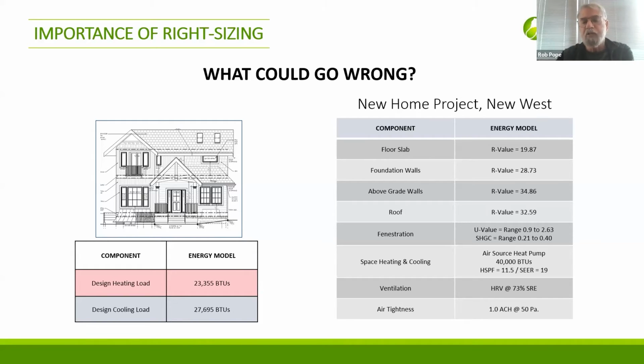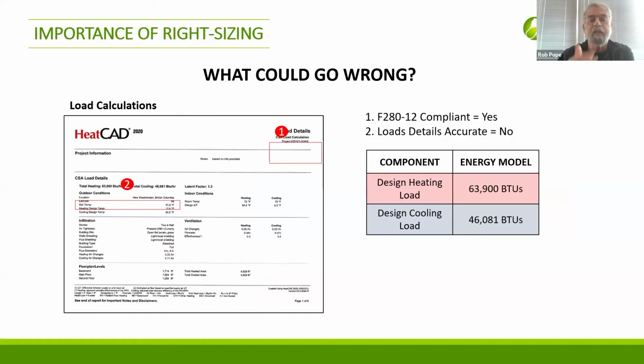Now you can see there was an energy model done. There's the R values to the right. What matters though is this here. A load calculation was done. And this is what happened. The HVAC contractor was hired. The HVAC contractor did what HVAC contractors often do. They went to their supplier. Their supplier, as a loss leader, says, you buy my stuff, I'll do a load calculation for you, no problem. So they did it, and they came up with a design heating load of 63,000, almost 64,000 BTUs, and a design cooling load of 46,000 BTUs.